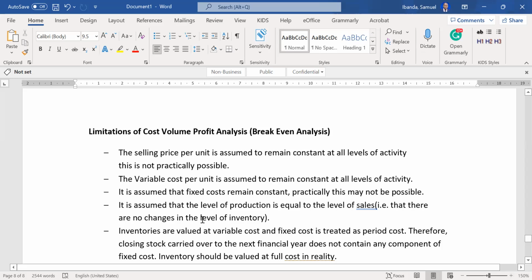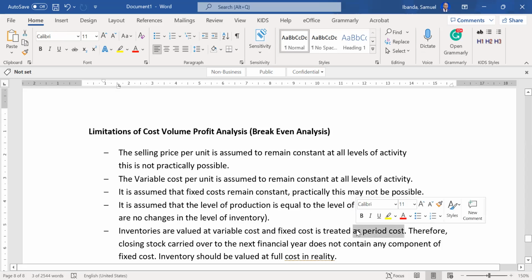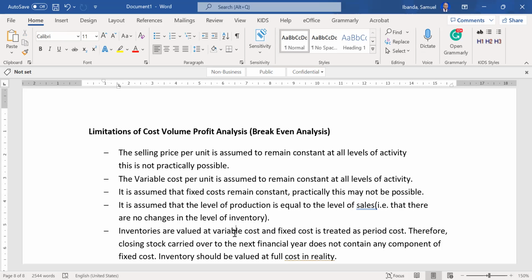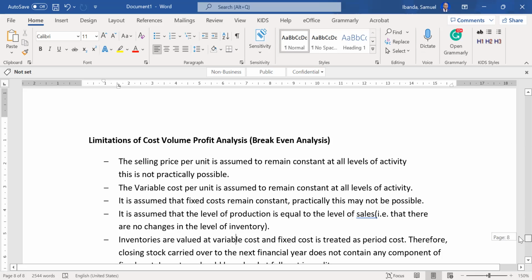It also assumes that inventories are valued at variable cost and fixed cost is treated as a period cost. And that's why we're saying that closing stock is carried over to the next financial year, which does not contain any fixed costs. So those are some of the assumptions. And here I'll try to present them as limitations, but yours is to know that these are how the assumptions vary. Okay.